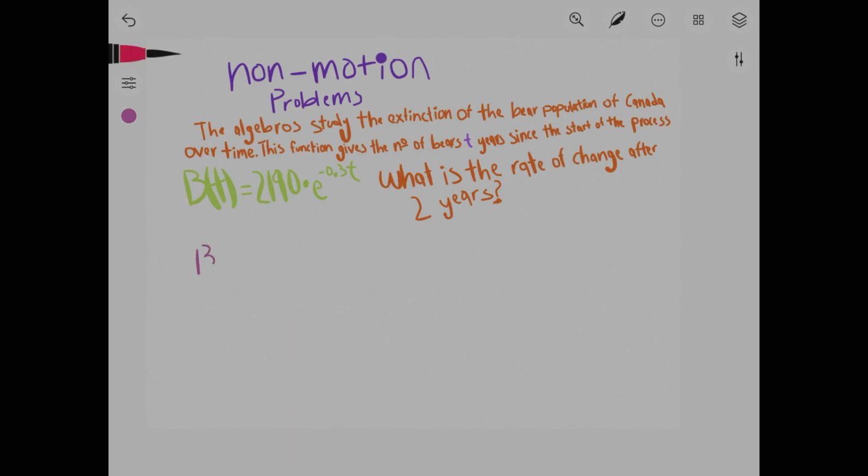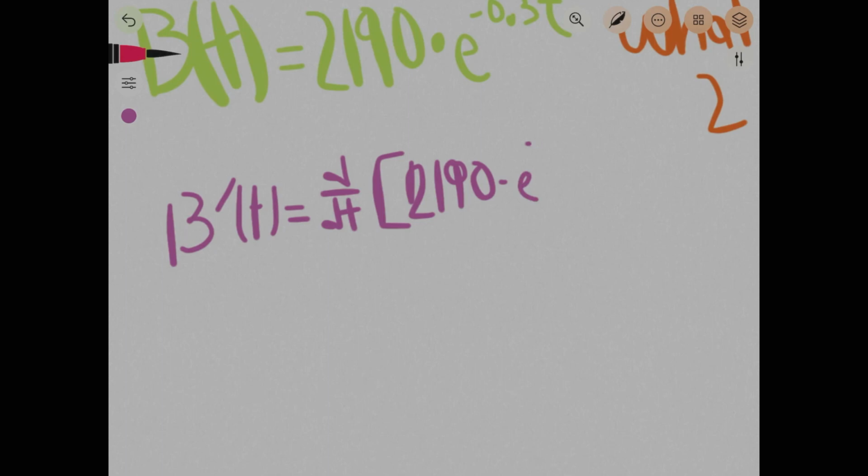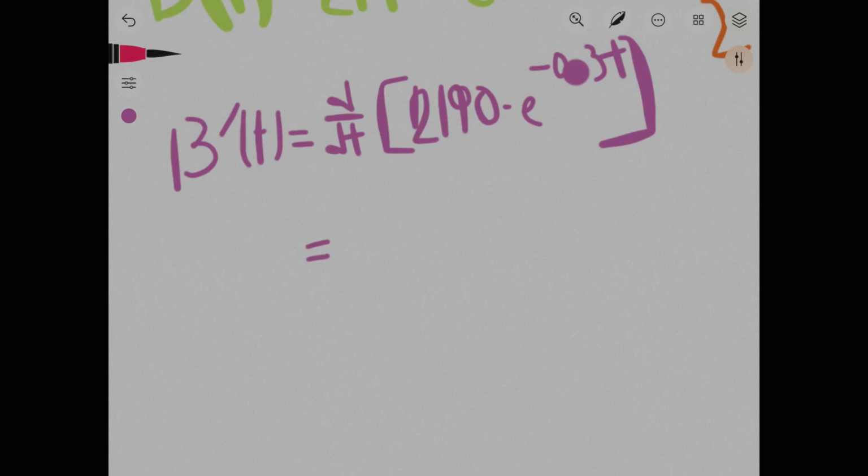Okay, so we have that the b prime of t is equal to d over dt of this whole thing. So first we will separate the 2190 and just find the derivative of the next part, which basically will be done by using the power rule.